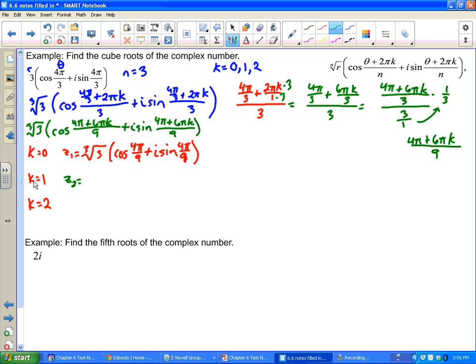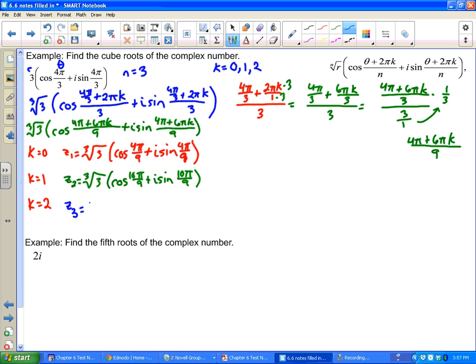Okay, so now let's do Z2. For Z2, I'm going to plug in a value of 1 where k is. So I still have the cube root of 3. And then I have 6 pi times 1, which gives me 6 pi. 6 pi plus 4 pi is 10 pi on top, so that's 10 pi over 9.